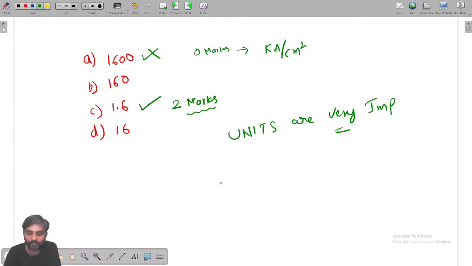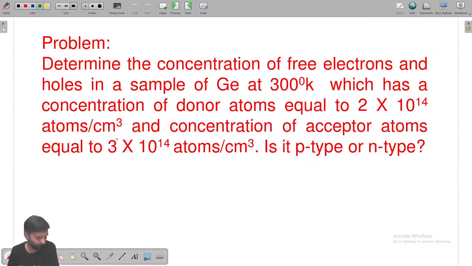Next, we'll go to the next problem. Determine the concentration of free electrons and holes in a sample of germanium. Acha, this is homework, right? Homework problem you did not do. None of you did it, sir. At least from next time onwards you should do it. I'll give you two problems today.